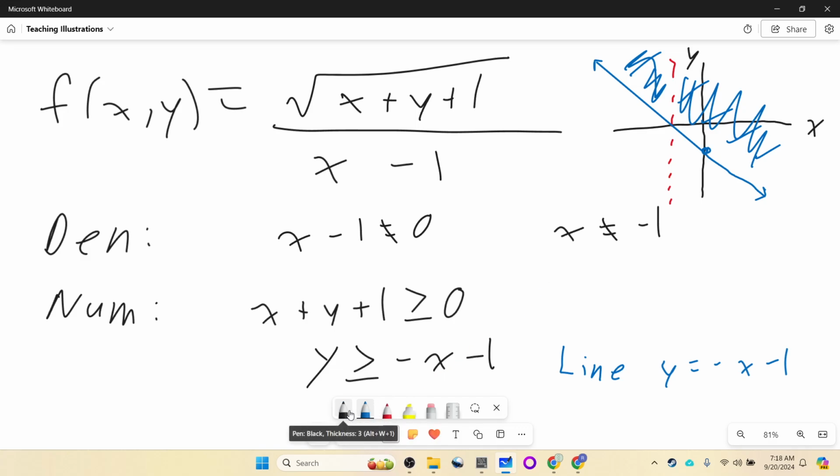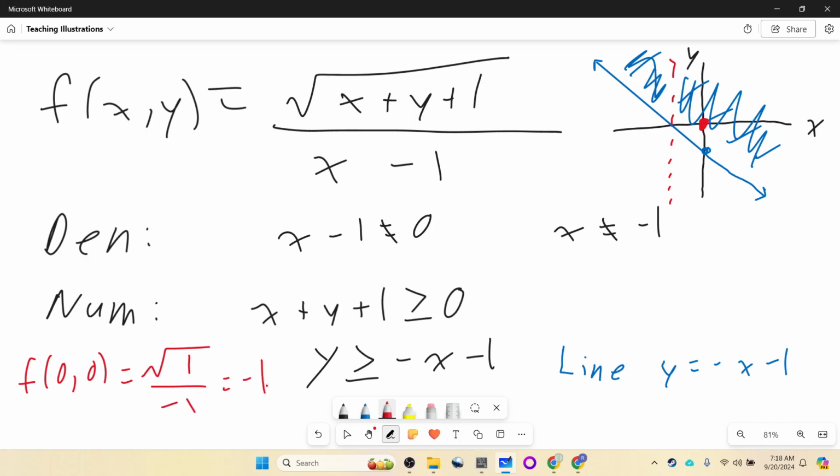Now, if you're not sure if you got the right side, you can pick a test point. So what is a point that is in this domain? Well, 0, 0 is in the domain. If I plug in f of 0, 0, I would get square root of 1 over negative 1, which is negative 1. That's a well-defined value. That's a number. It satisfies this inequality, y is greater than or equal to negative x minus 1, because 0 is greater than or equal to negative 1. If I plug in 0 for y and x, this is true.